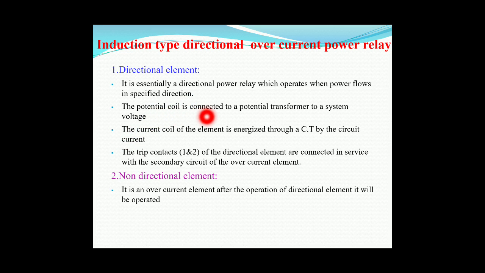The potential coil is connected to the potential transformer. The upper limb potential coil is connected to the potential transformer of the system. The current coil of the element is energized through the CT, the current transformer, by the current.